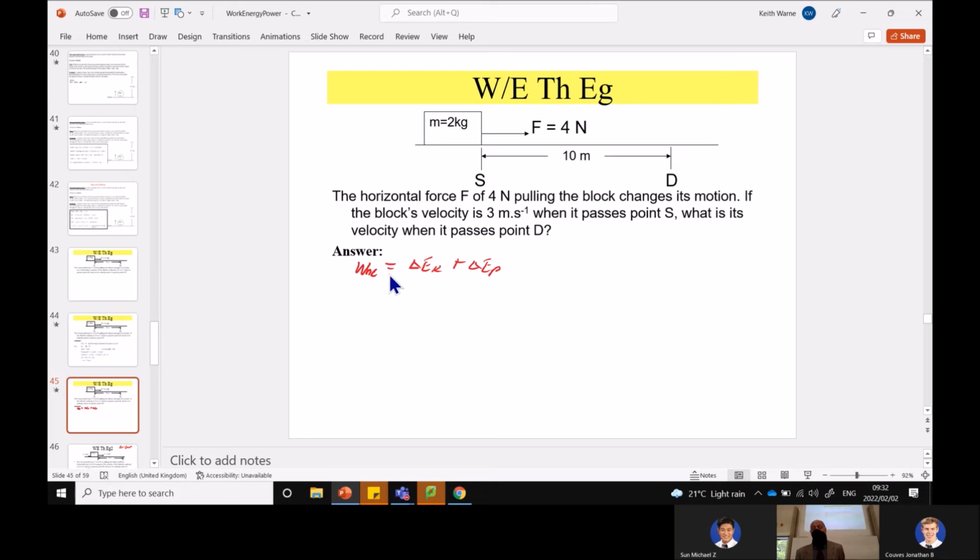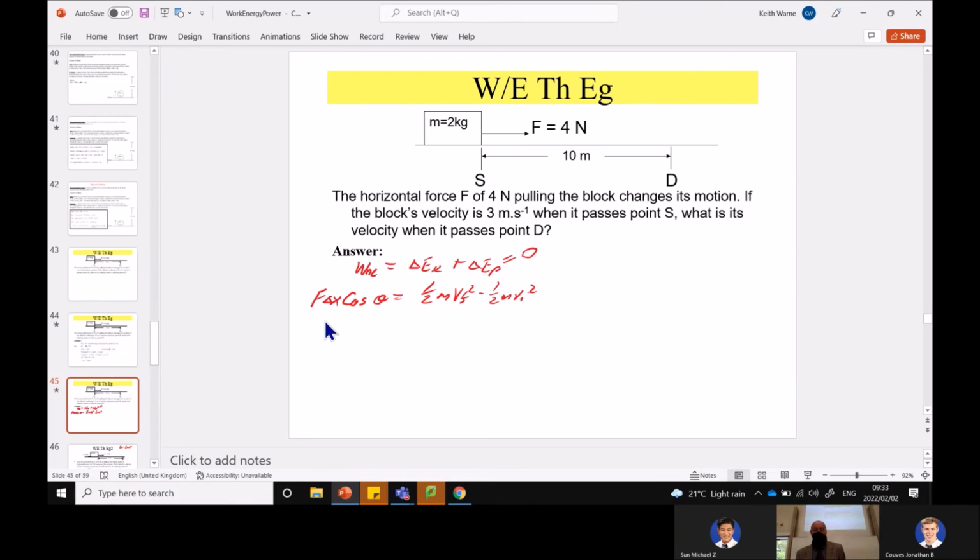How many non-conservative forces are there? Only one. So WNC is going to be equal to WF. Any applied force is non-conservative. WF is just going to be F delta x cos theta, which equals half m vf squared minus half m vi squared. We know that delta EP is equal to 0 because it doesn't move up or down, so that can fall away.